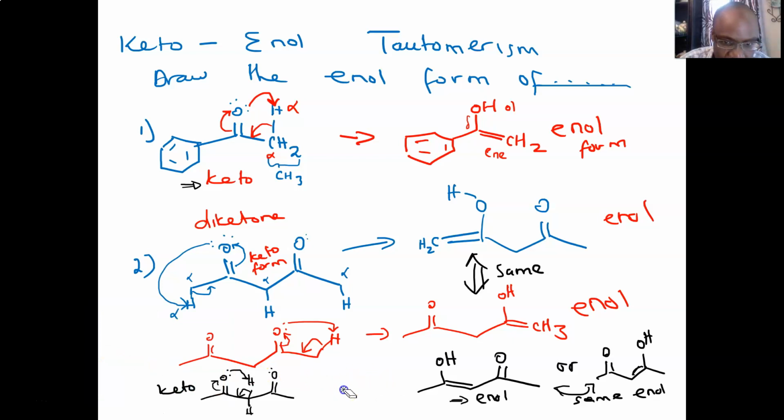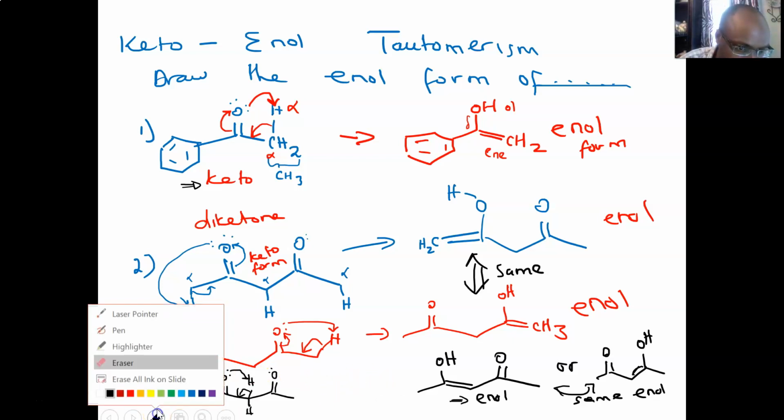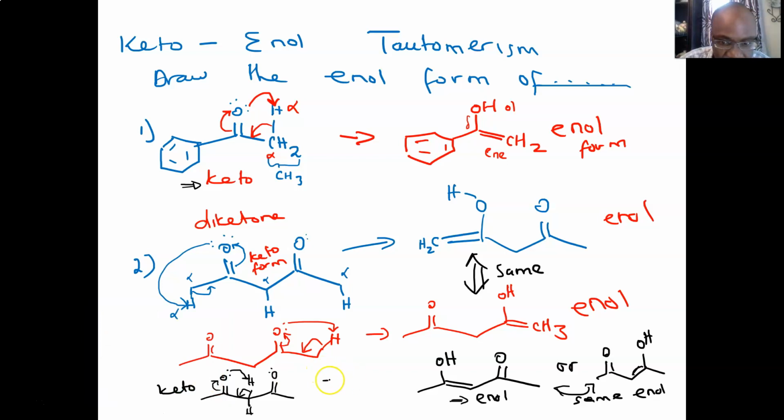Okay, so let me show that. In this case, the enol form is more favored than the keto form, but in this case, the keto form is more favored than the enol form. Okay, because there's only one carbonyl. Here you have two carbonyls sharing an alpha carbon. The enol form is more favored.